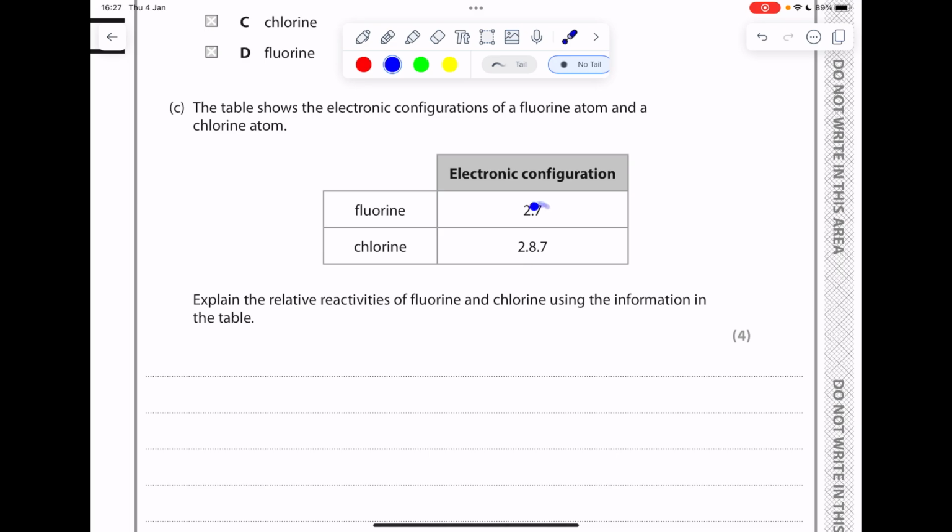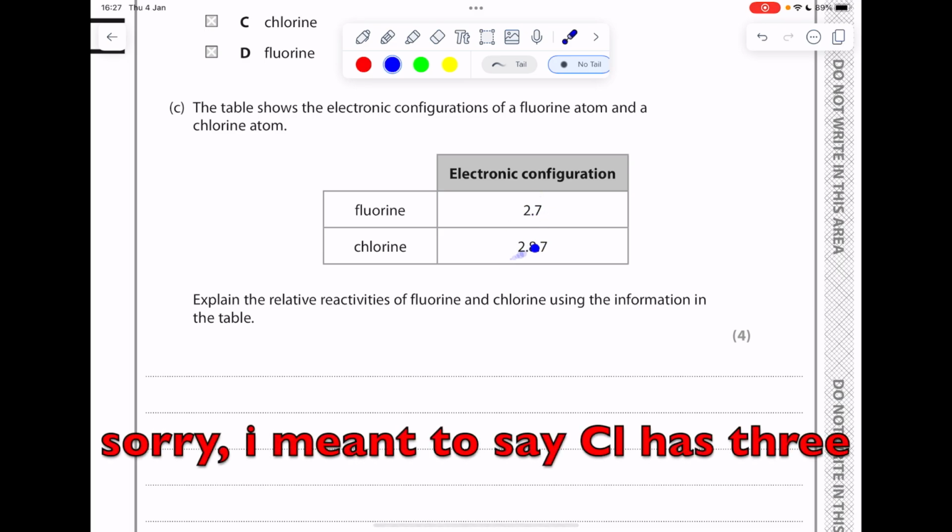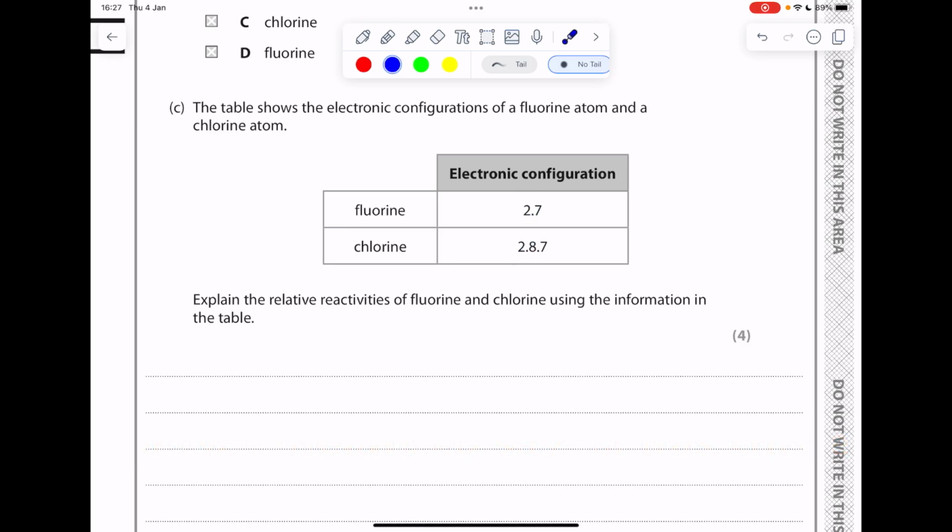So notice the number of electron shells. Fluorine only has 2, chlorine has 3. So when you go to add that extra electron, which remember is all to do with reactivity, it's going to be much easier to gain an electron for fluorine because it's a smaller atom, which means the positive charge from the nucleus will be far more attractive for that electron.